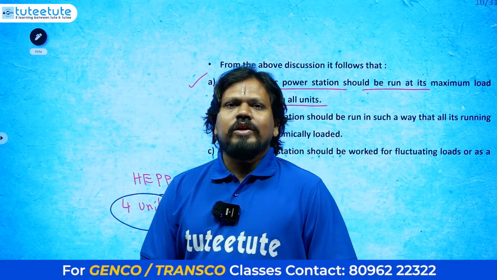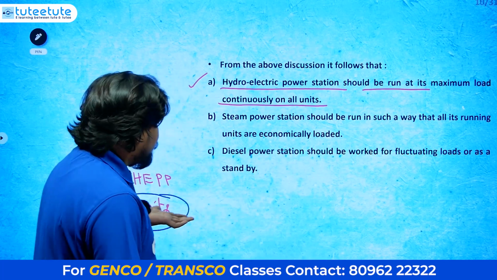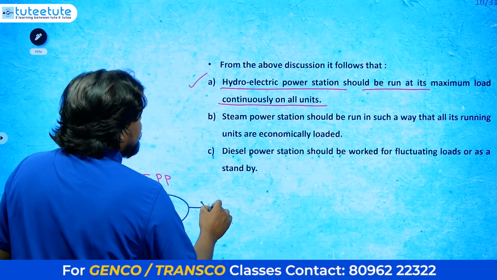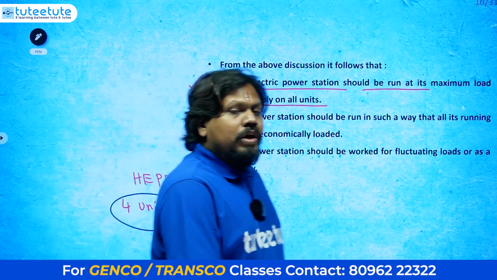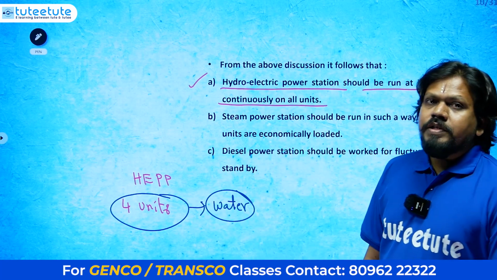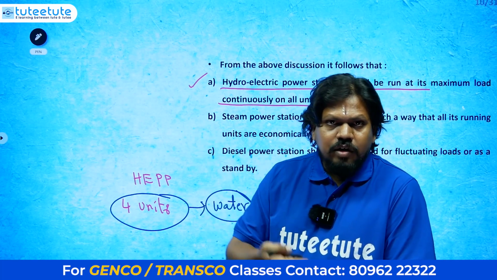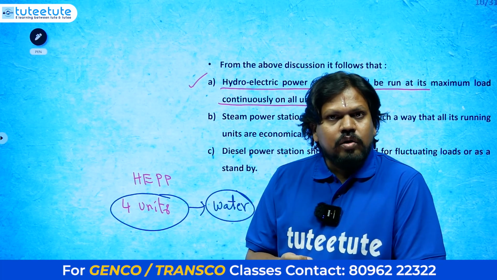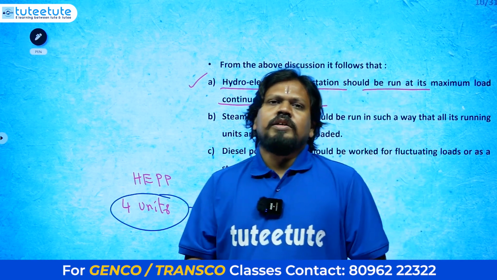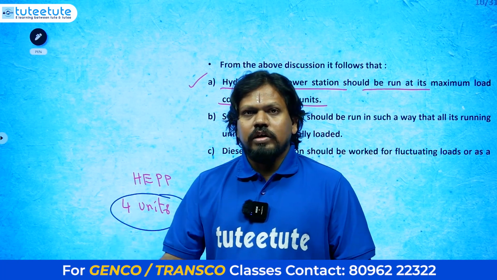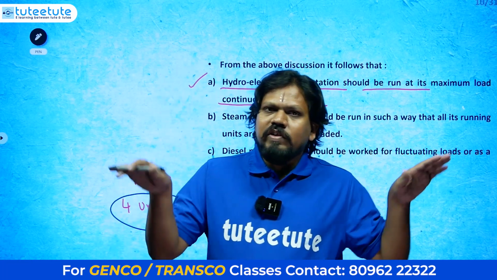All the units have to work, which means water availability must be there. Understand? If you want to operate all the units, water is required. So once water is available, what kind of load does it have to take? Twenty percent of the entire load, or fifty percent, or near its full capacity? According to the load scheduling, it has to work on its continuous constant load, and that will be the maximum.